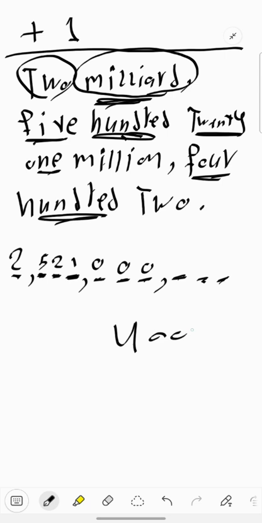It's not 400 like this. No, it's 4 in the hundred place, which is here. Ones, tens, hundred. 402. It's not 20. It's 2. It means 2 in the ones place. And put 0 here. One more.